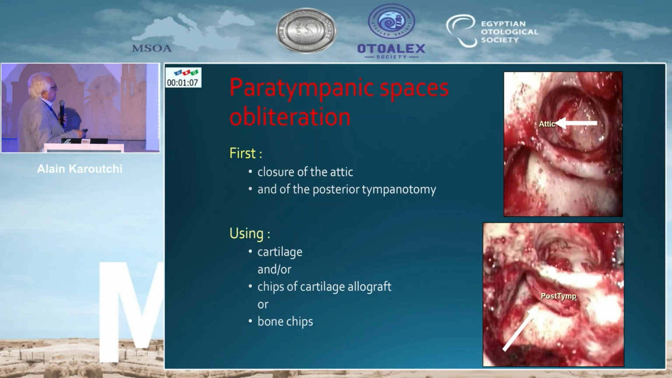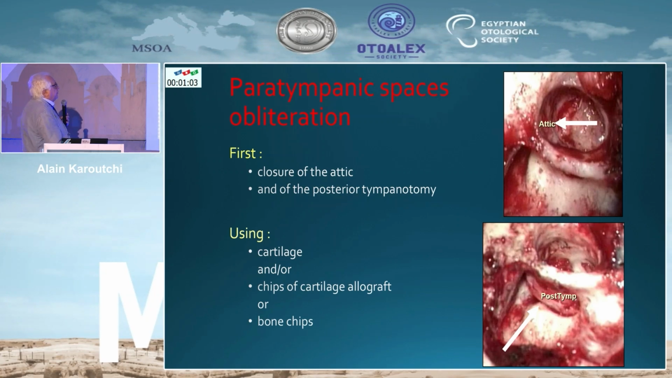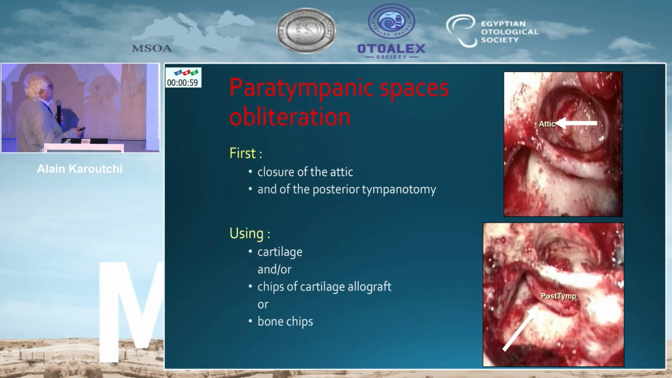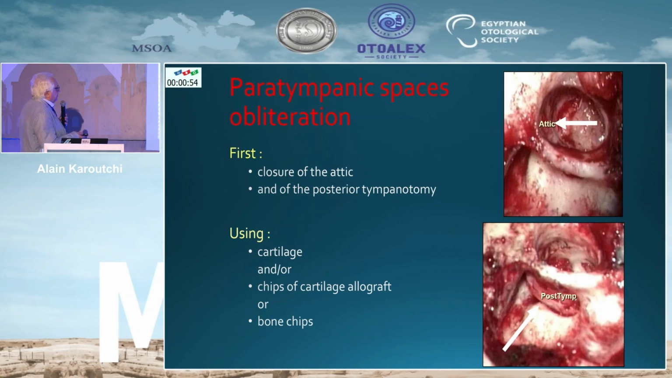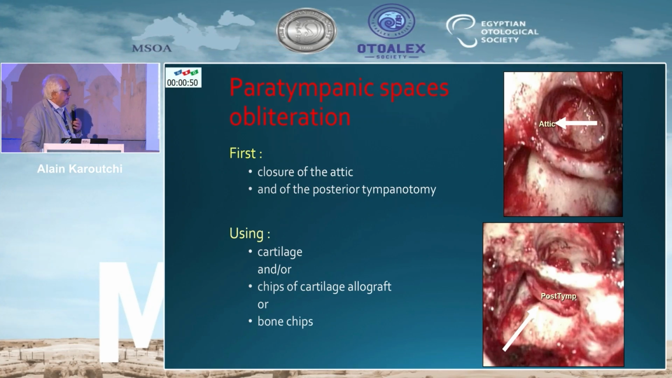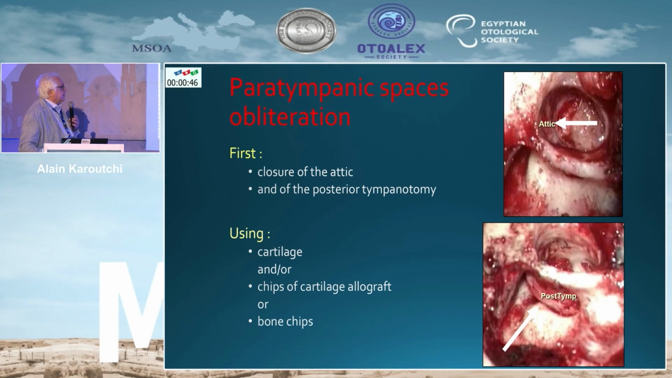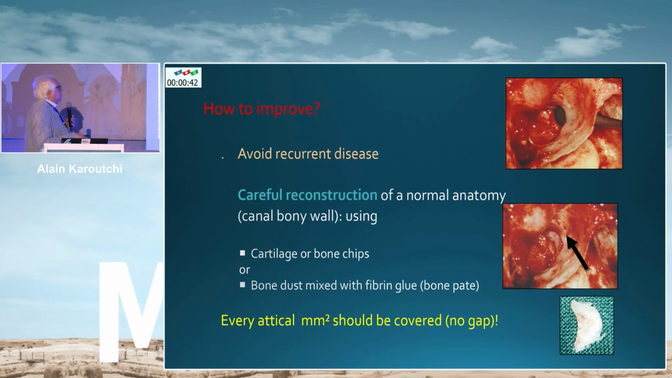When you do this technique, you must close off. You must put a frontier between the middle ear and the rest of the mastoid. You must close completely. Before, I performed a posterior tympanotomy, as I told you before, but now I don't perform posterior tympanotomy in this case because I have the endoscope. So if you want to do this technique, be careful. You must reconstruct very well.